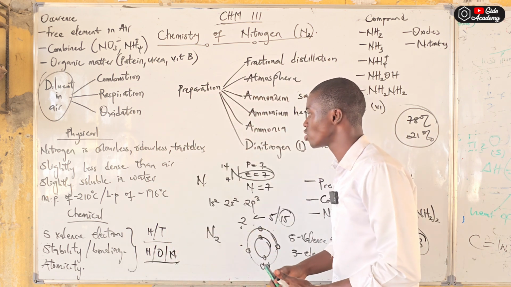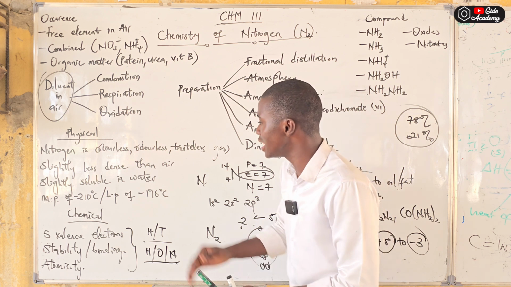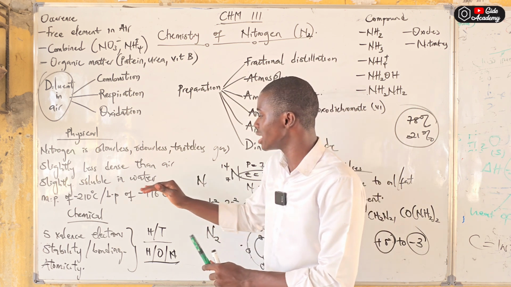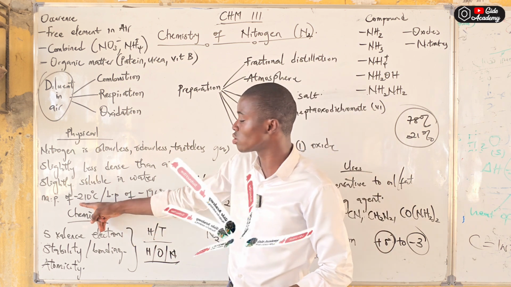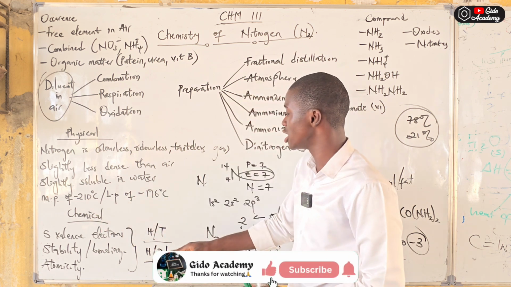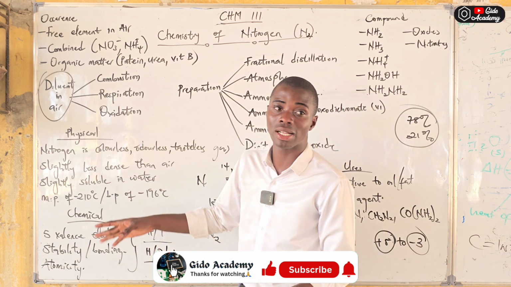Let's quickly rush to the physical properties of nitrogen. Nitrogen is a colorless, odorless, and tasteless gas. Then it is slightly less dense than air. It is slightly soluble in water. The melting point of nitrogen is minus 210 degrees Celsius, and the boiling point is minus 193 degrees Celsius.